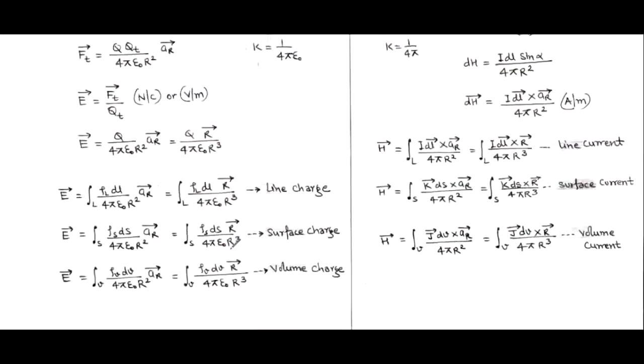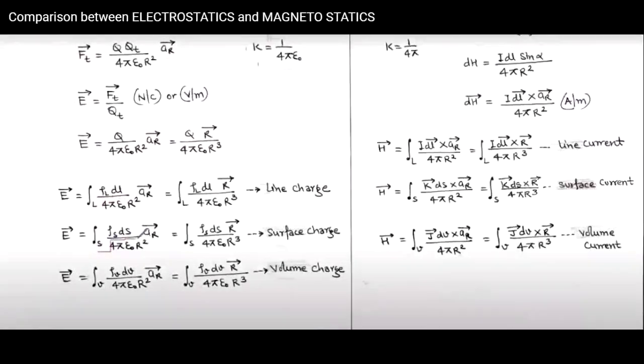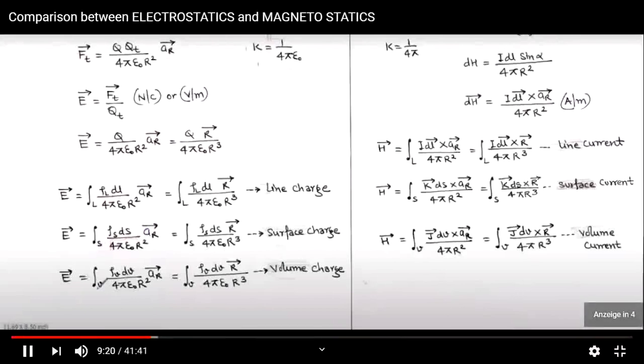And since in electrostatics there are three charge distributions, line charge, surface charge and volume charge, for determining the electric field intensity, in place of Q we can write line integration of rho L dl in case of line charge, surface integration of rho s ds in case of surface charge, and volume integration of rho v into dv in case of volume charge distribution.